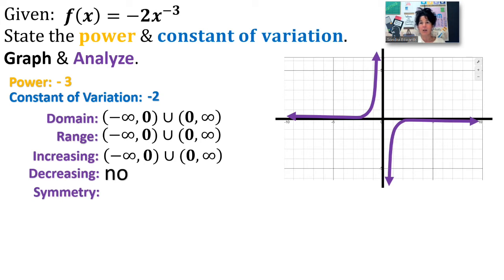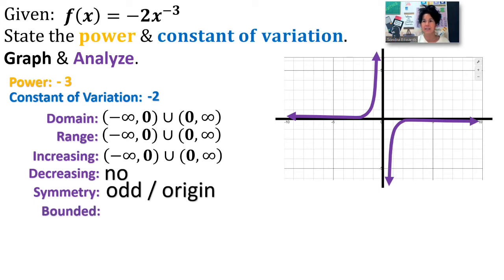Symmetry: we could have symmetry with respect to the y-axis, or we could have symmetry with respect to the origin. Notice no matter what point I go to on the graph, I'm just going to randomly go right there. If I go there and I jump across the x-axis and then I reflect across the y-axis, see how I'm back on the graph? That's true for every single point here. So we do have symmetry to the origin because this function is odd.